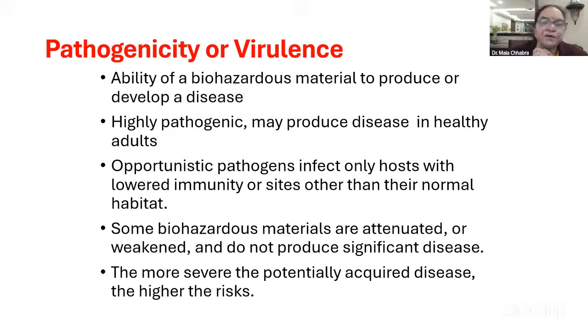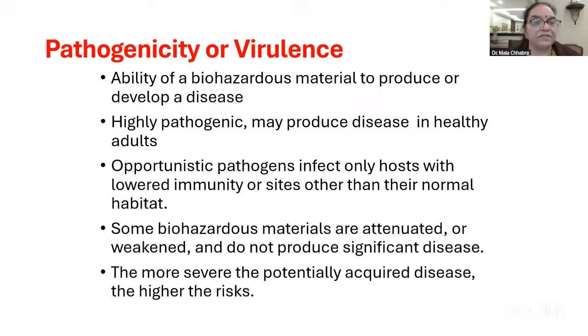Before I proceed further, I want to talk about pathogenicity or virulence of the organism very, very briefly, because the entire biosafety principle is based on pathogenicity or virulence of the organism. So what is pathogenicity or virulence? It is the ability of a biohazardous material to produce or develop a disease. Highly pathogenic organisms may produce disease in healthy adults, but other mild organisms may not produce disease in healthy adults. Opportunistic pathogens will infect only hosts with lowered immunity or sites other than their normal habitat.